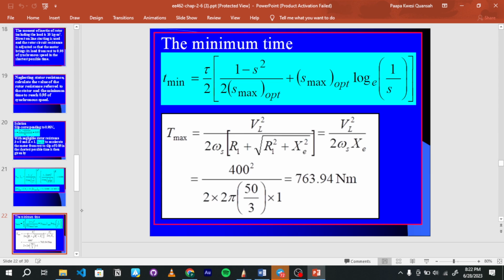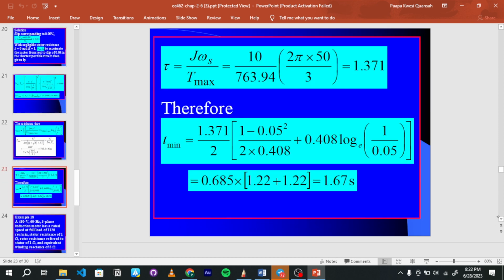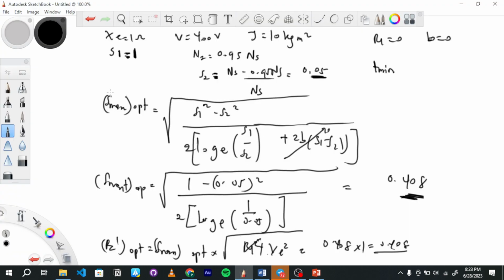You found your S max optimum. Put in your S max optimum, put everything inside. Now you need tau. Tau is J omega s over T max. So I need T max. This is the formula for T max. We wrote it down. So find T max. Once you have T max, you can find your tau, because tau is J omega s over T max. Omega s is synchronous speed.